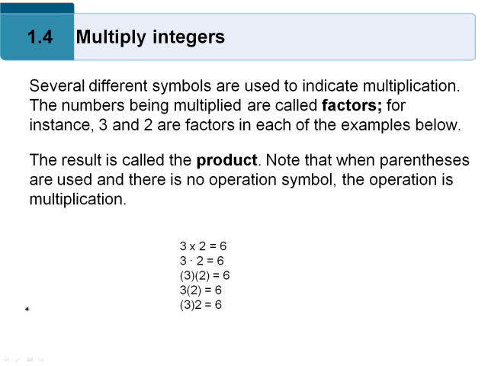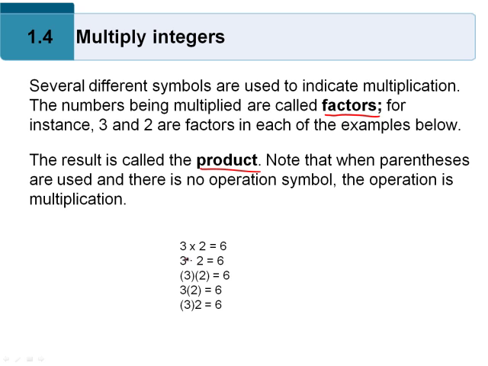Okay, so when we are multiplying with any numbers in mathematics, the numbers that are being multiplied are called factors. For instance, if you look at the examples below, 3 and 2 are factors. And then the result or the answer that we get is called the product. So whenever you see the word product, that always means multiplication.